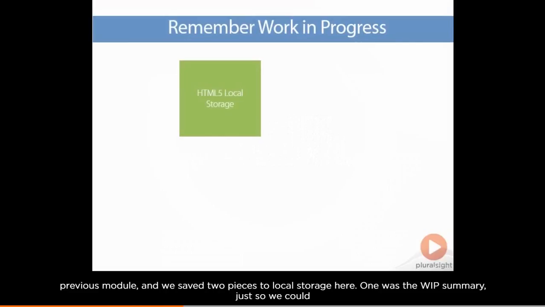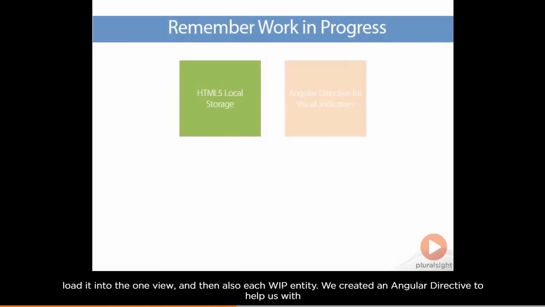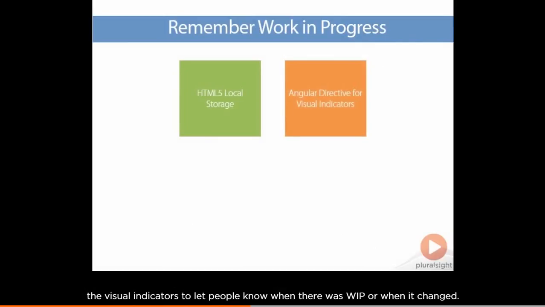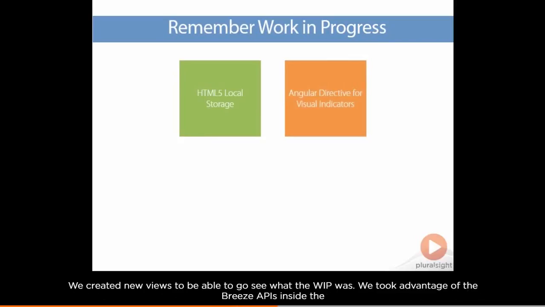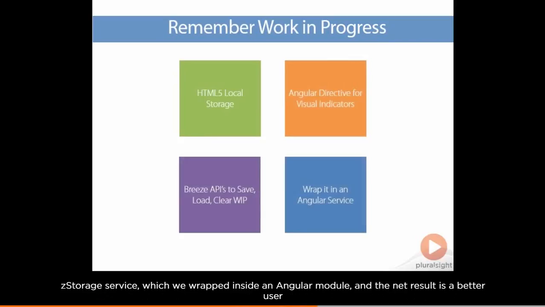And we saved two pieces to local storage here. One was the WIP summary, just so we could load it into the one view, and then also each WIP entity. And we created an Angular directive to help us with the visual indicators to let people know when there was WIP or when it changed. We created new views to be able to go see what the WIP was. We took advantage of the Breeze APIs inside the Z storage service, which we wrapped inside an Angular module.